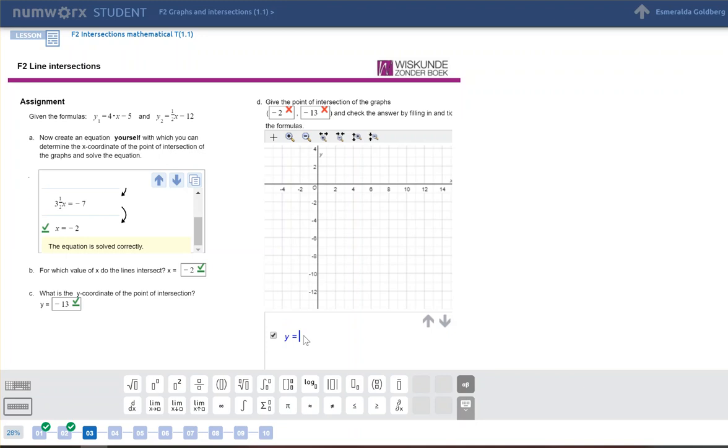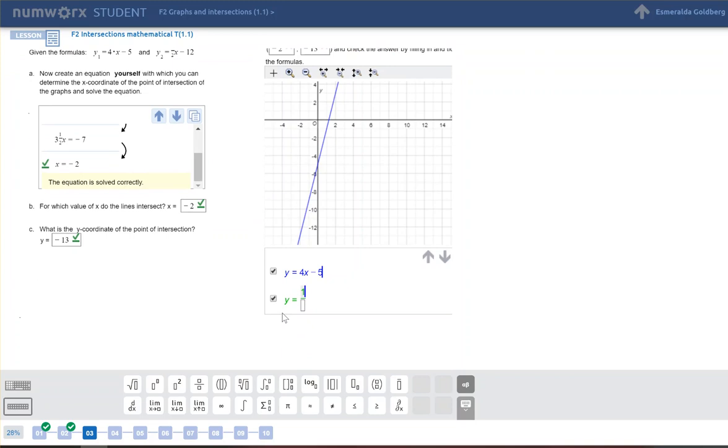So let's do it. So 4x minus 5 is the first one. Now we can use the arrow again. Don't forget to tick the box. And the second one is a half x, 1 over 2. Why doesn't it work? That's strange. Let's click it just then, yeah. A half x and then minus 12.